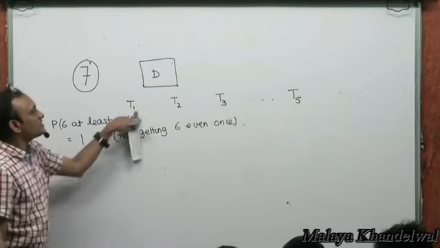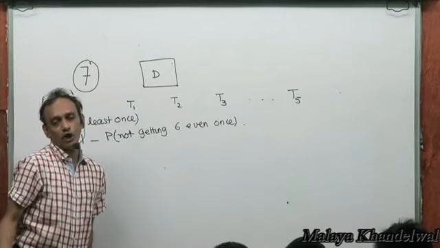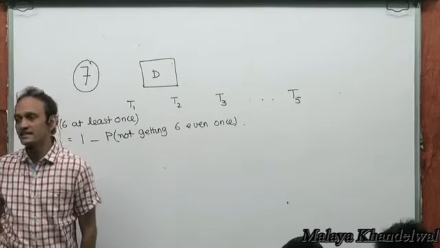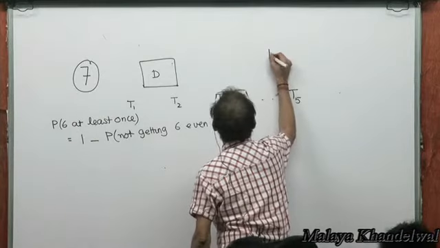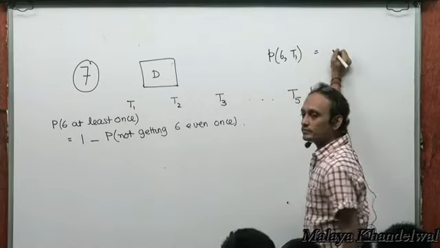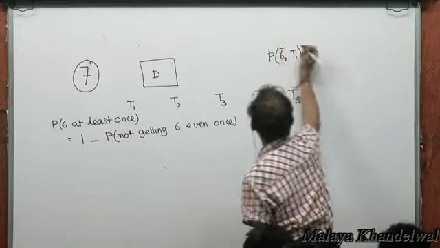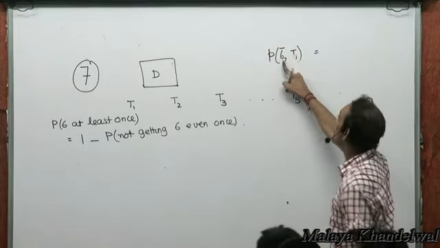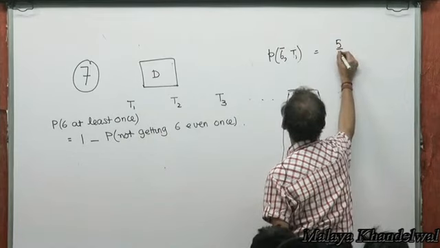Yes or no? Are these trials independent trials? The outcome of T1 will not depend on T2, will not depend on T3, and so on and so forth. That means the probability of not getting 6 in T1 is 5 by 6. Probability of not getting 6 in T1 is 5 by 6.